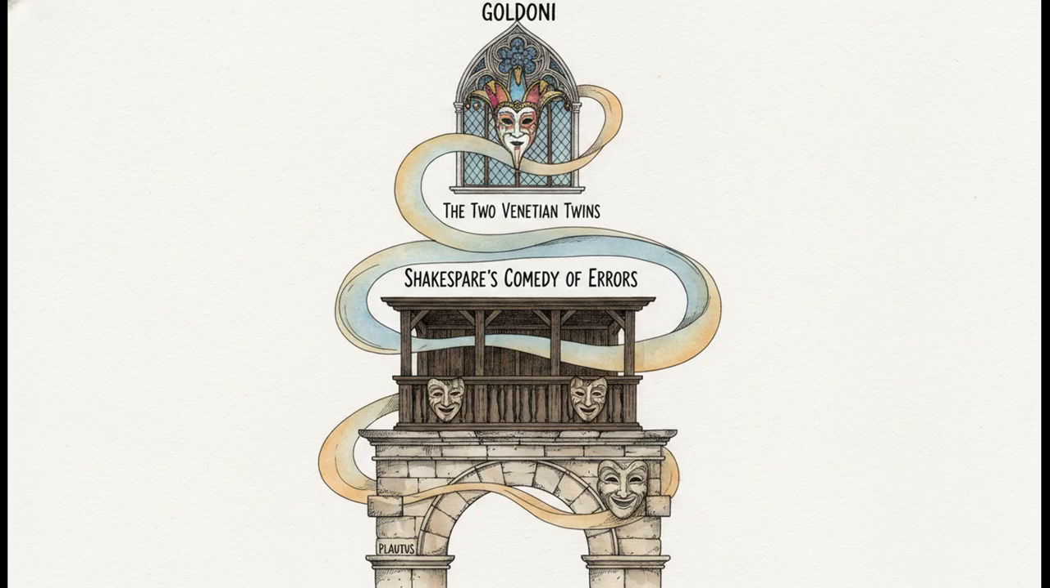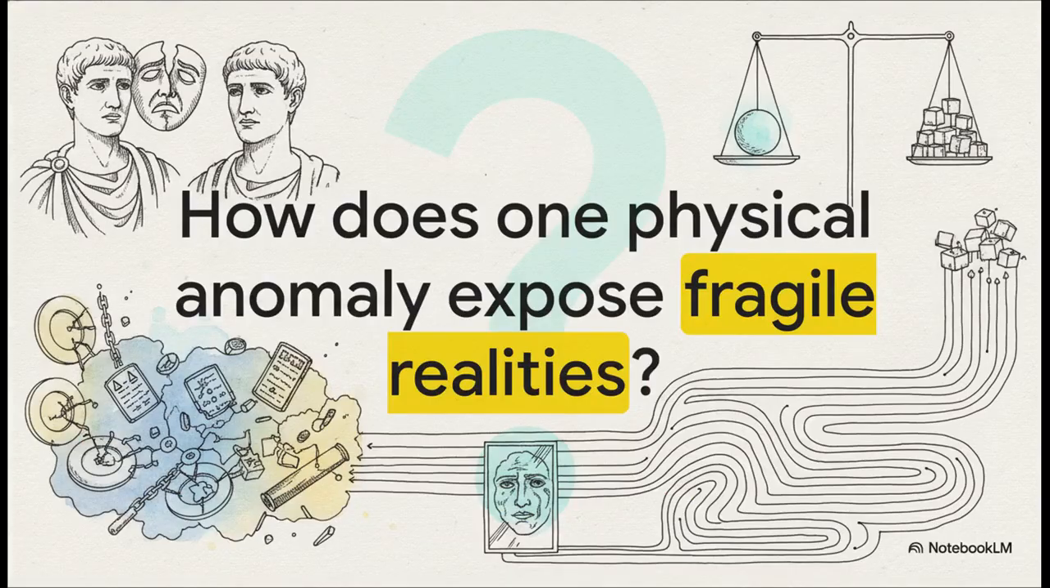Later on, Carlo Goldoni localized these precise mechanics within the Italian commedia dell'arte tradition in his play, The Two Venetian Twins. This text stands historically as the absolute progenitor of farce, cementing the durable framework of destabilized identity in Western literature. So what do we ultimately arrive at?